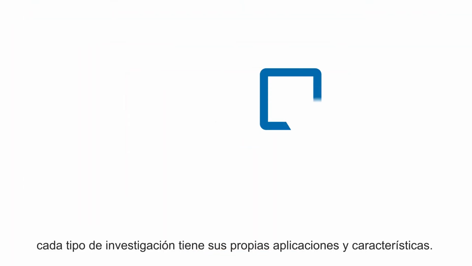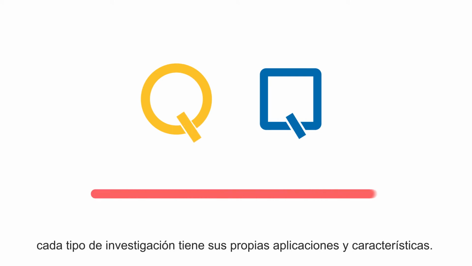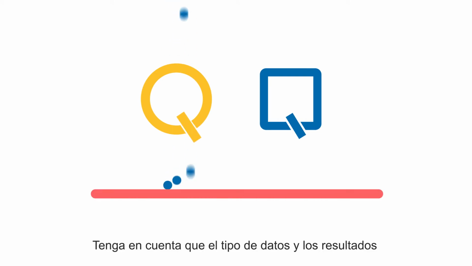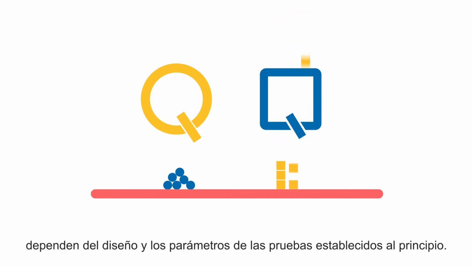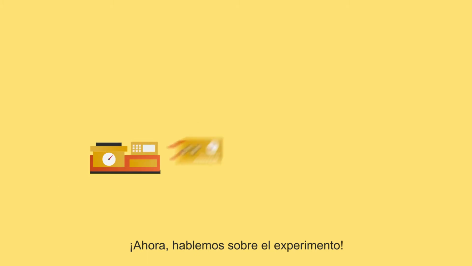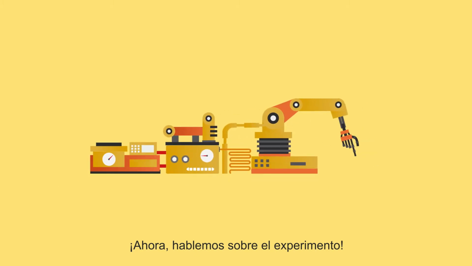As we saw, each type of research has its own applications and characteristics. Note that the kind of data and the results extracted from any research experiment depend on the design and parameters set at the beginning for testing. Now let's talk about the setup of the experiment.